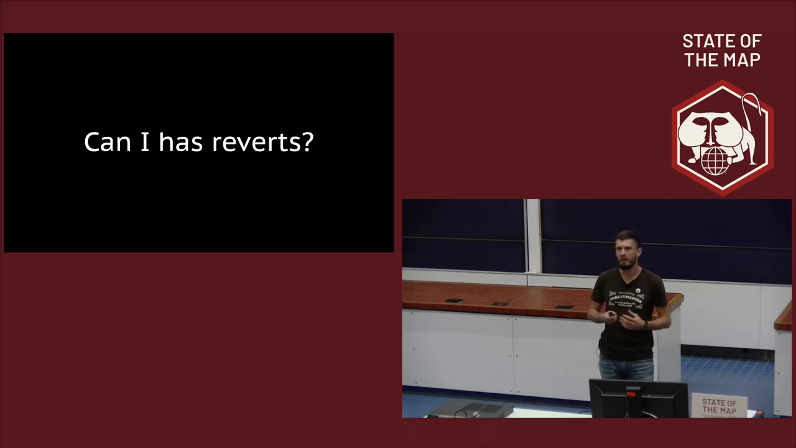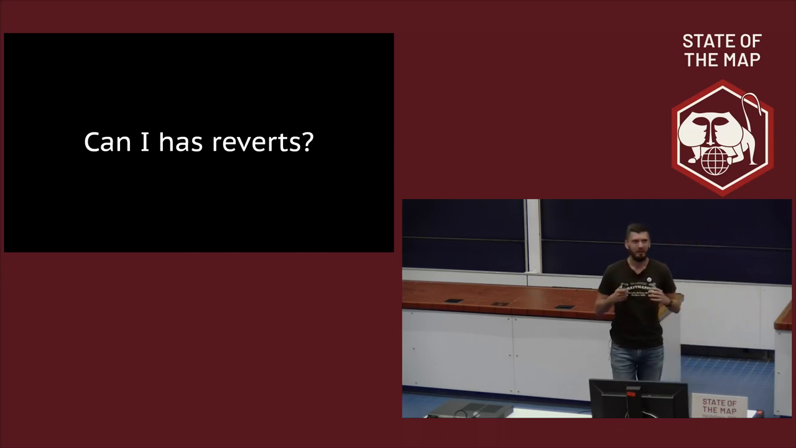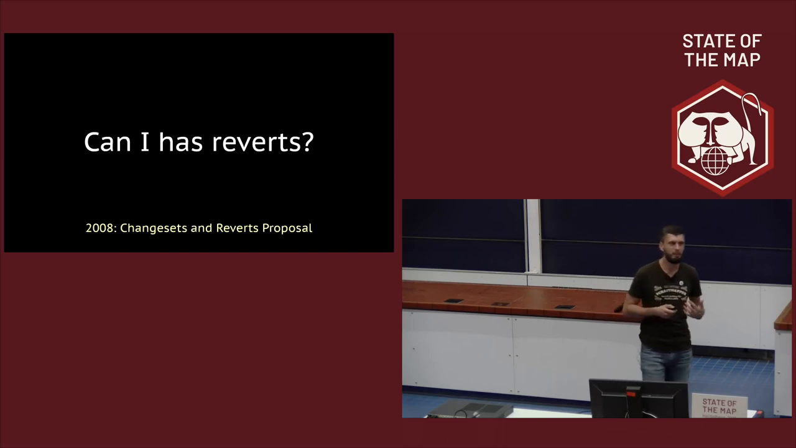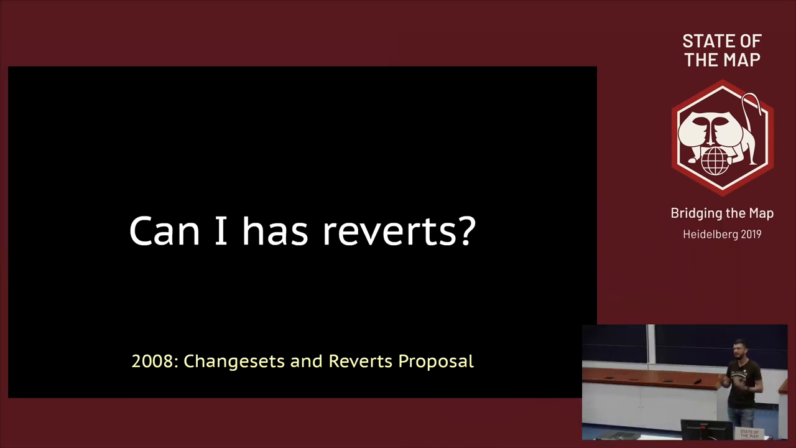Like, how many of you are comfortable reverting change sets now? Cool. Mostly data working group, right? So the thing is, API 0.6 10 years ago was made partially with thought of making reverting things easy. But I don't think it is there yet. So maybe we can somehow improve things because reverts are really needed now.